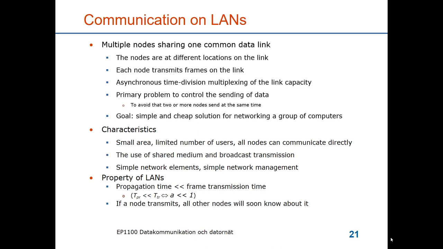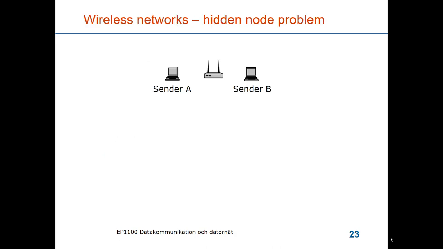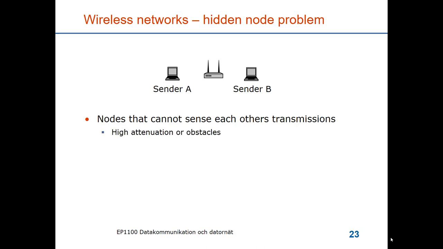But there is one case when carrier sense does not work very well, and it's referred to as the hidden node problem, and it occurs in wireless networks. We have here a configuration of sender A and sender B sending to this receiving node in the middle. But nodes A and B cannot hear one another. This is because the radio medium has a high attenuation, and the radio signal is propagating in all directions, not only in the direction of the receiver and sender B.